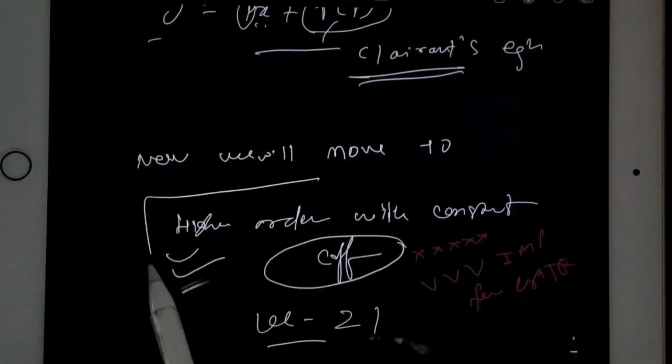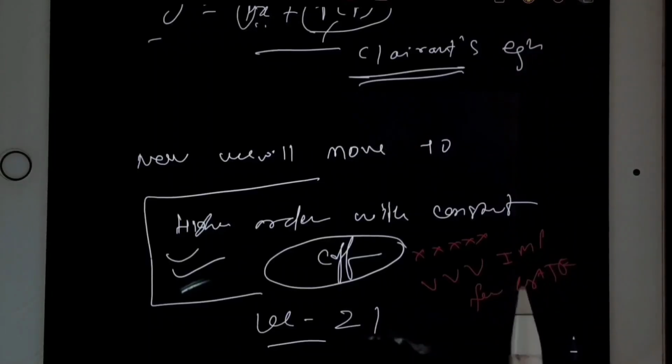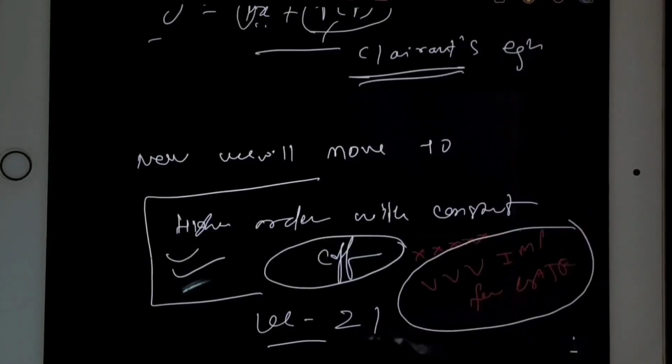Now we have to move to higher order with constant coefficients. And this topic, higher order with constant coefficients, is very, very important for data aerospace. So let's move to lecture 21.